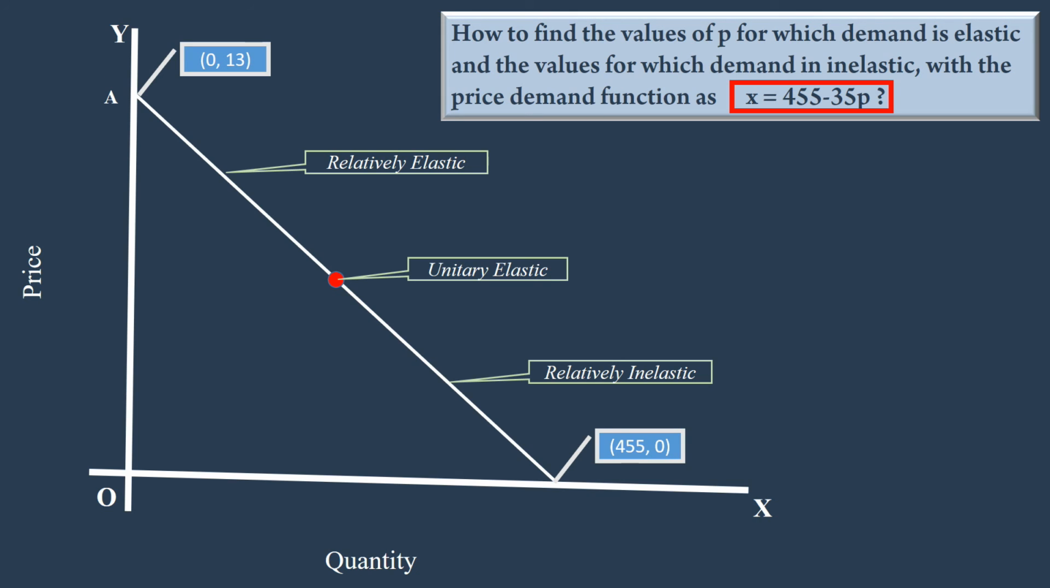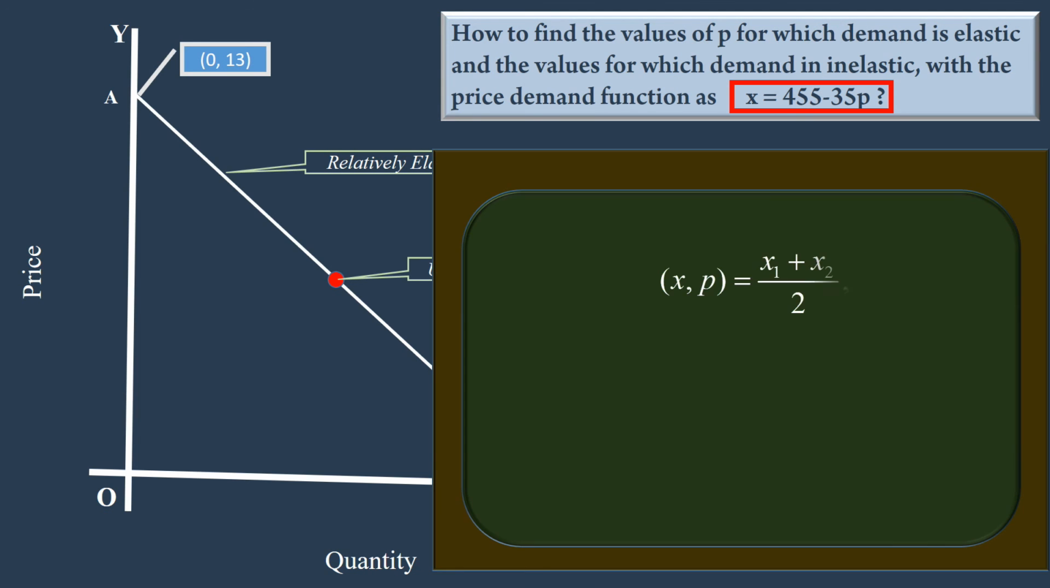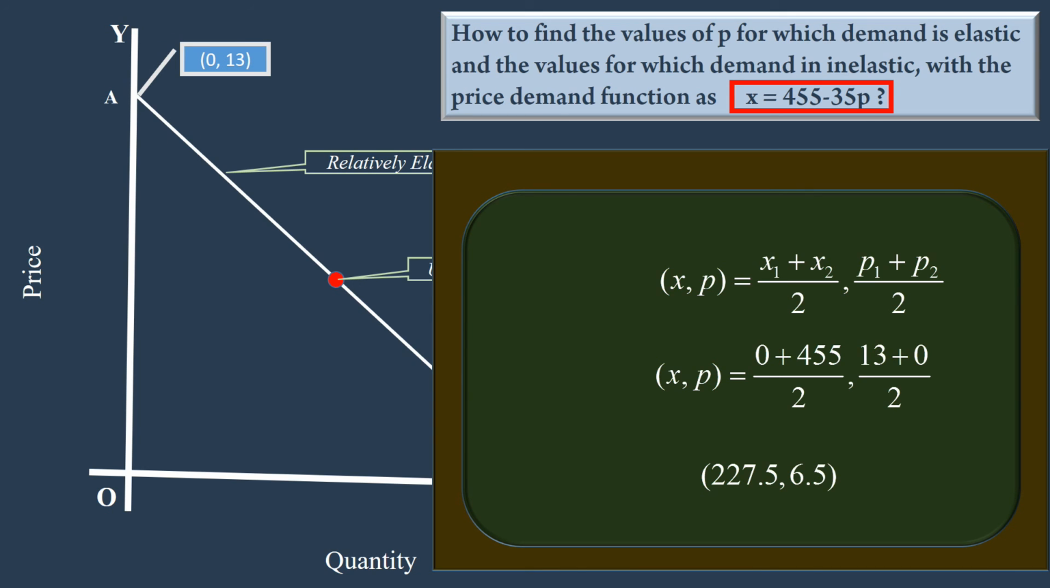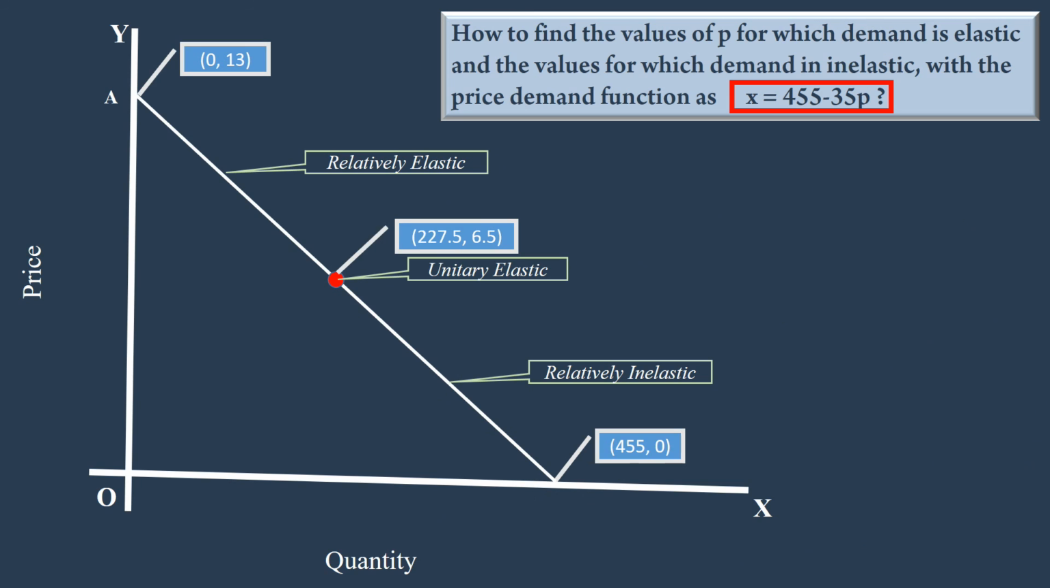The midpoint of the demand curve is given by the formula x1 plus x2 over 2, p1 plus p2 over 2. 0 plus 455 over 2, 13 plus 0 over 2. 227.5, 6.5 are the coordinates of the midpoint. Its economic interpretation is that when the price is $6.5, the elasticity is unitary.